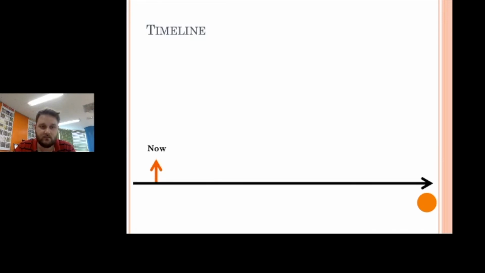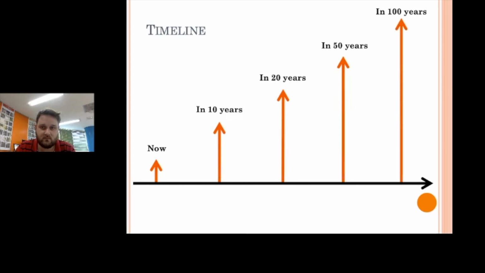Next one, if we have a timeline. So yeah, timeline. This one's actually really good for economics, so in the cost, how much things cost, or if you're trying to quantify things, say the amount of things.